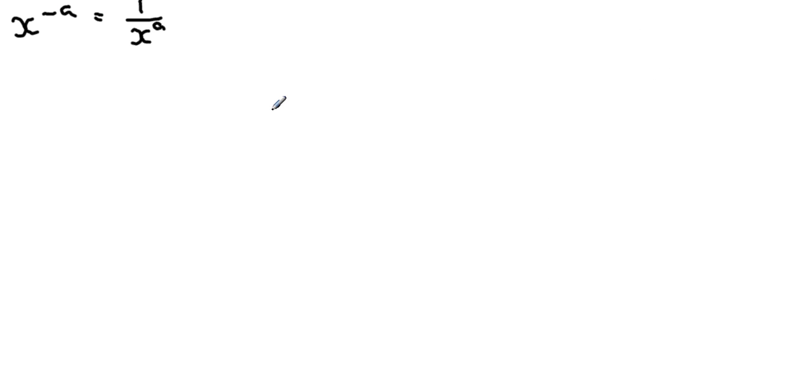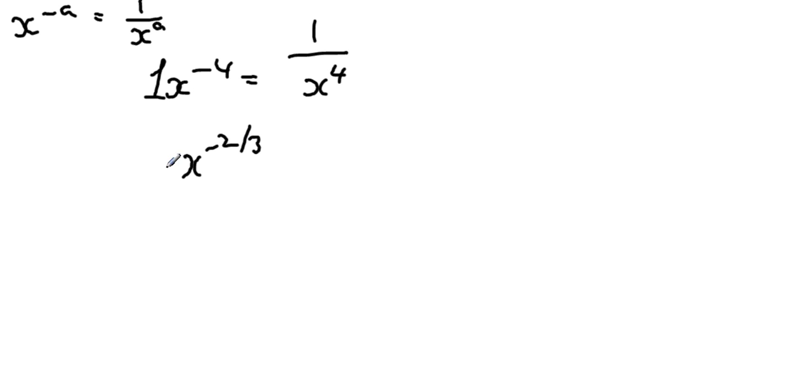Okay, negative indexes then. A negative index just moves the thing from the top of a fraction to the bottom of a fraction, or vice versa on some occasions. So if we had something like x to the negative 4, that just means 1 over x to the positive 4. The reason being is because there's an invisible 1 at the front here. x to the negative 2/3, again remember there's technically a 1 here, it's just 1 over x to the 2/3, so again move it to the bottom.